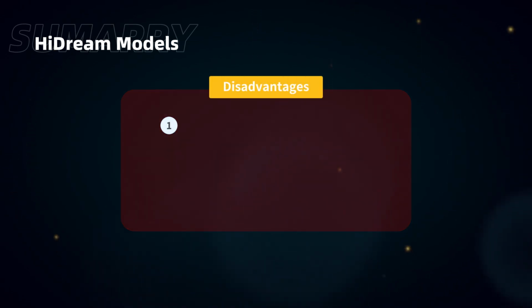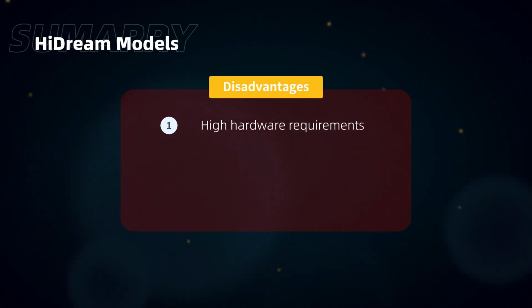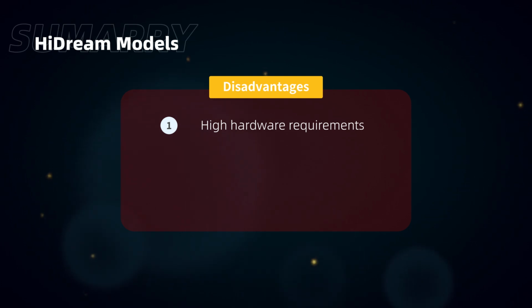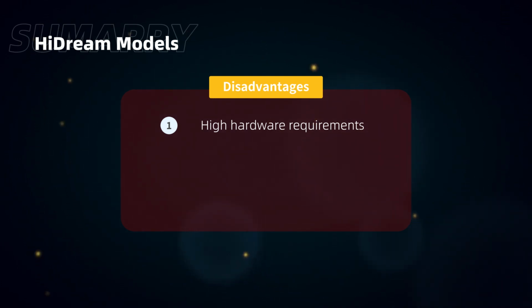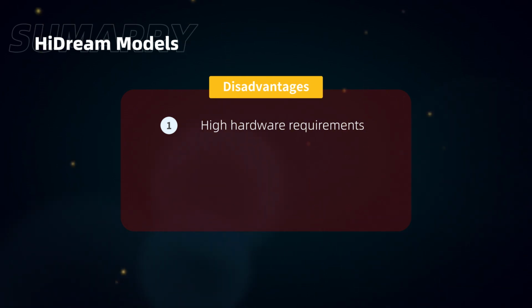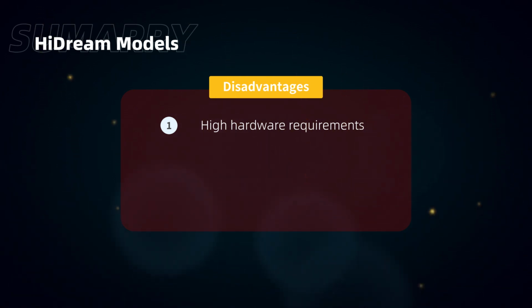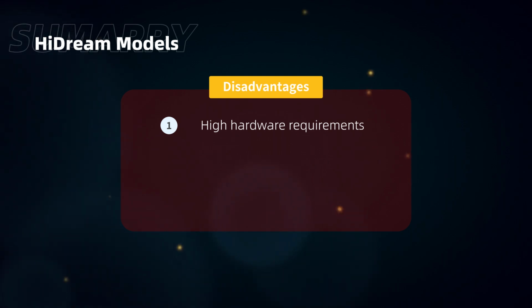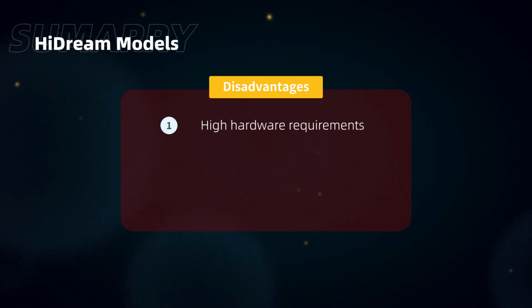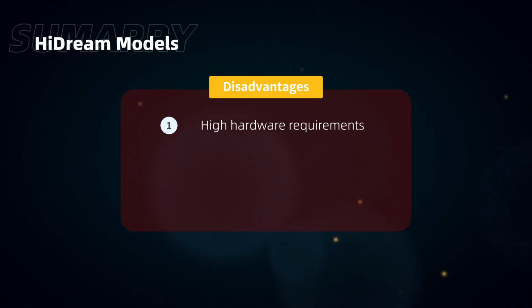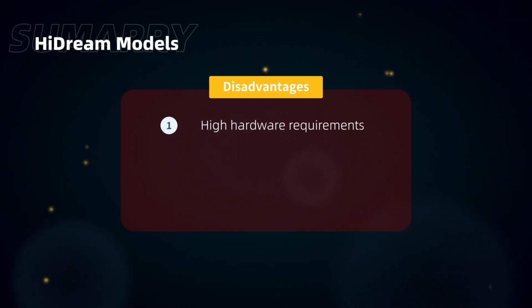Let's start with the drawbacks. 1. High hardware requirements. The models are exceptionally large. The original version is 34.2 GB. Even if you have a 24 GB RAM RTX 4090, I'd still recommend using the FP8 or GGUF versions. For those with 16 GB VRAM like me, it's best to choose the GGUF Q8 or Q6_K versions.